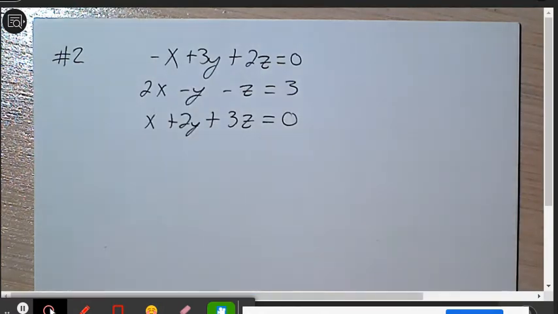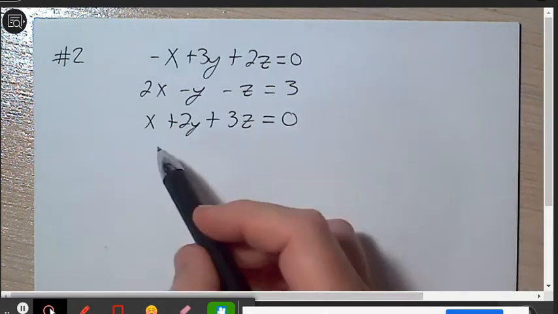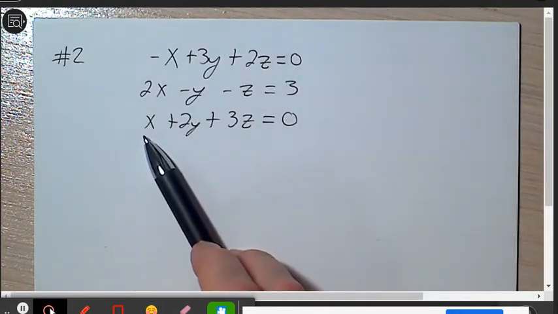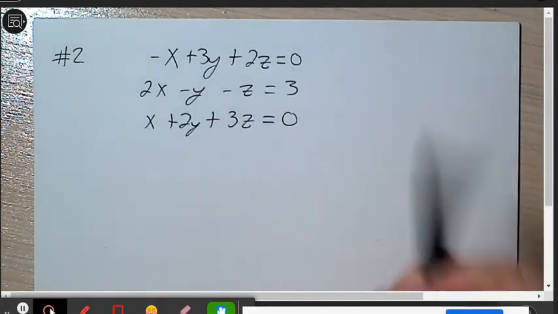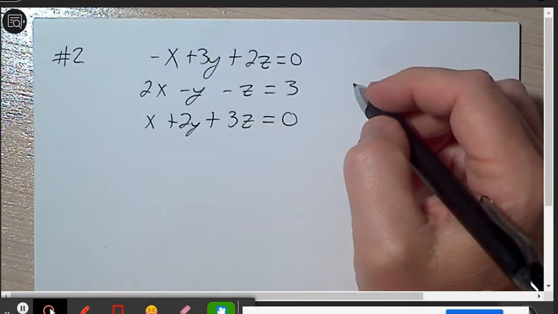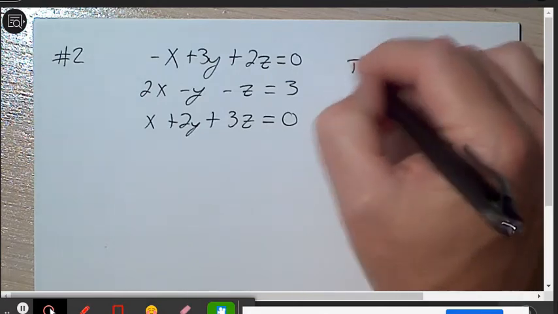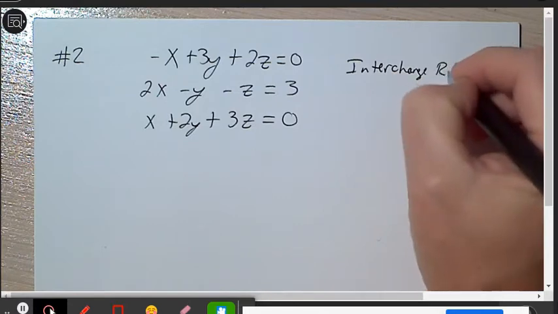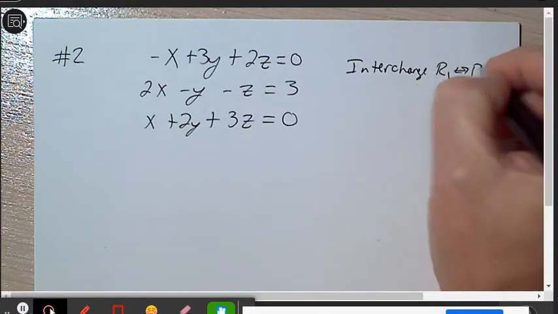Now, one of the things the book will tell you, if you stick with what they want you to do, is that if you're going to do it in reduced row echelon form, it's easier if this first value of x is 1. So they would tell you to rearrange this and rewrite it. We're going to basically just swap row 1 and row 3 on this one. And this is where they would tell you to interchange row 1 and row 3.